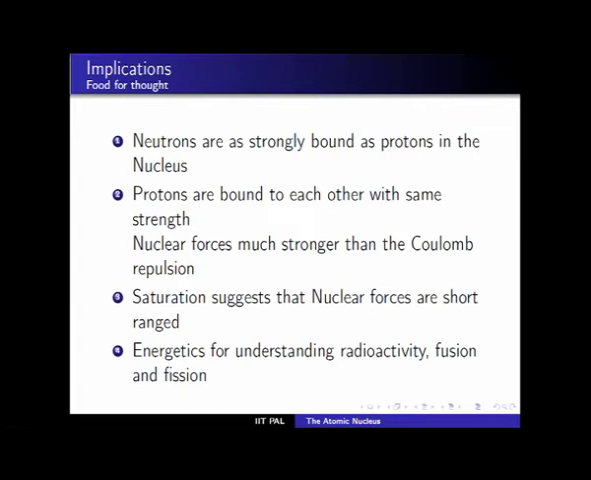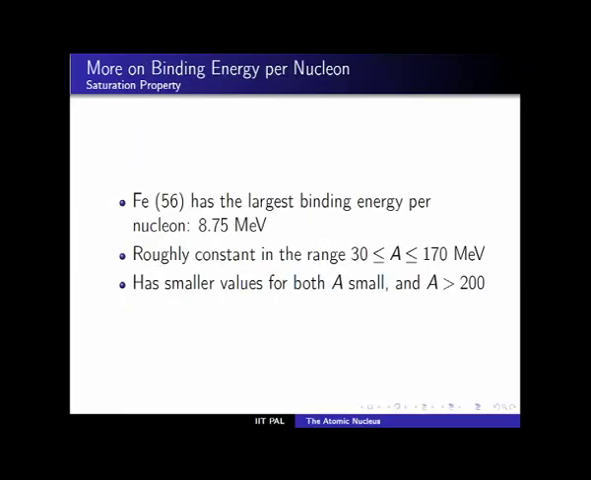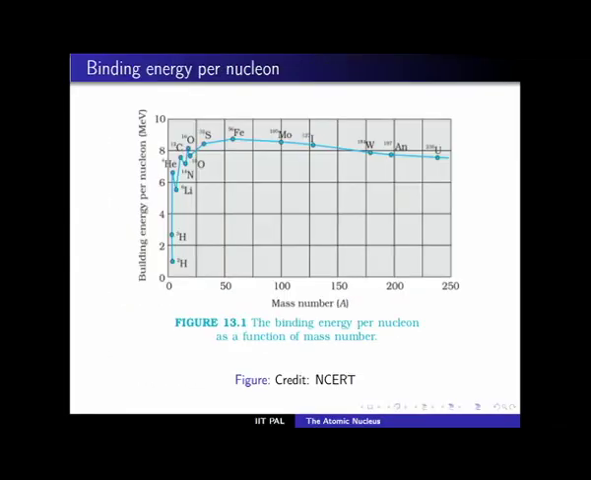It is in some particular order, but now I hope you will understand these statements in the correct perspective. Neutrons are as strongly bound to protons in the nucleus. Protons are bound to each other with the same strength because of the existence of the neutrons. Nuclear forces are much stronger. Saturation suggests that nuclear forces are short range. And most important for us, the energetics for understanding relativity, fusion and fission is completely supplied to us by the binding energy per nucleon curve, the great figure that I showed you.